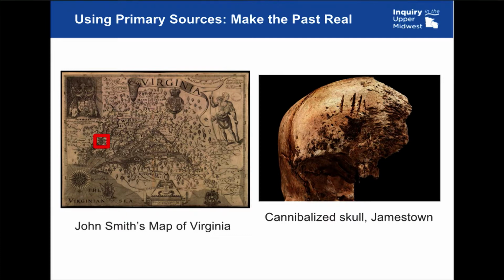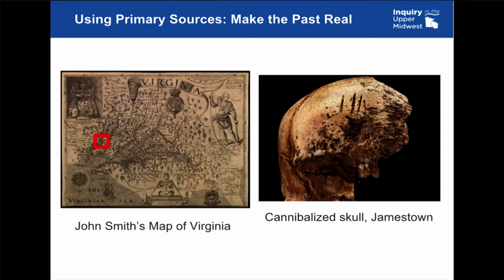And then primary sources can make the past real in a really interesting way. These two sources talk about Jamestown, and the first permanent English settlement in North America. The map is by John Smith, the John Smith who knew Pocahontas, a map of Virginia. And Jamestown is in the little red square. It's a lovely map. It's a map showing a lot of trees and water and friendly people. This is a map that was drawn to say, come to Virginia. It's lovely. You can come and start a whole new life here.